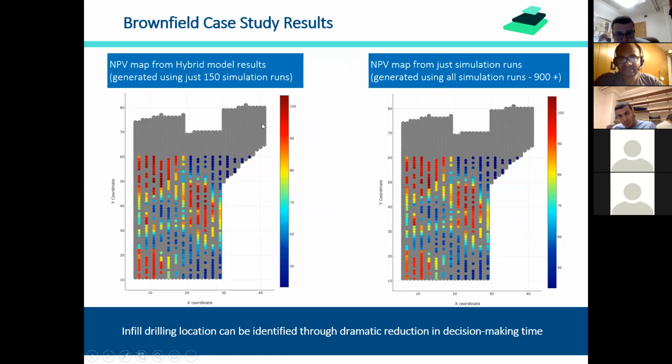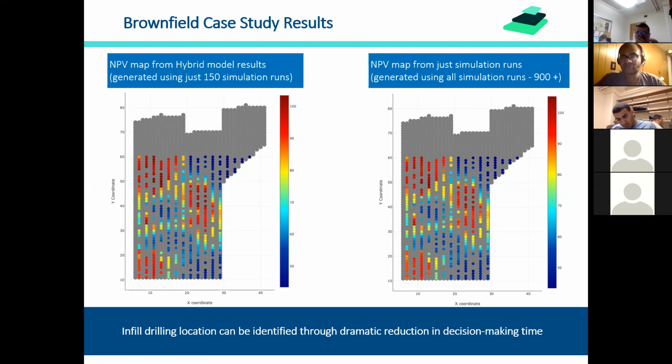The darker red regions are the regions where you probably want to drill your next well, because these have higher NPV values. When you compare them, you can see they are strikingly similar to each other. So in summary, hybrid models can be really predictive, and they require just a fraction of the reservoir simulations, all of which can be automated, because as I said, you just start with a single reservoir simulation model, and all this work happens in the backend.